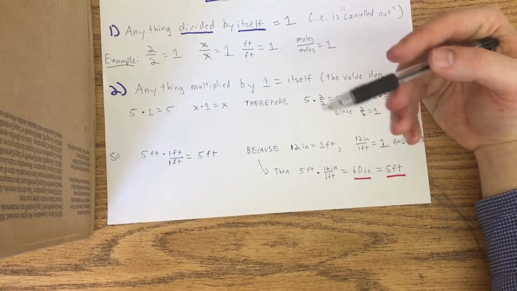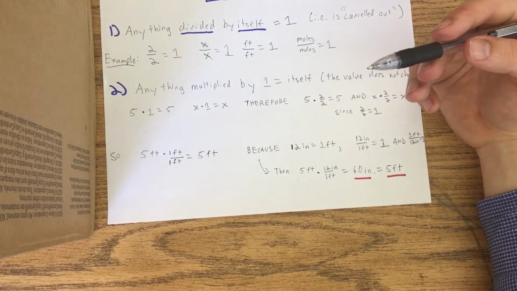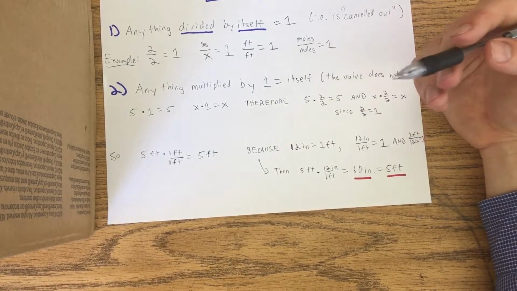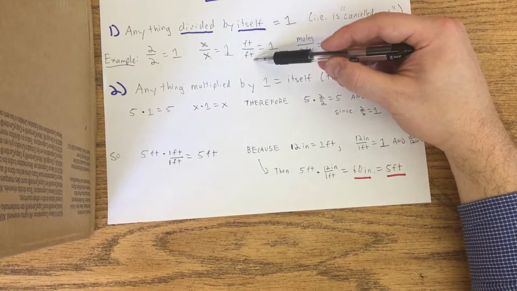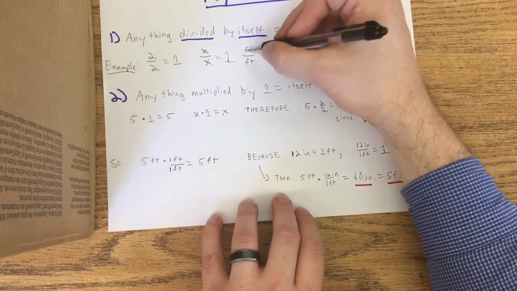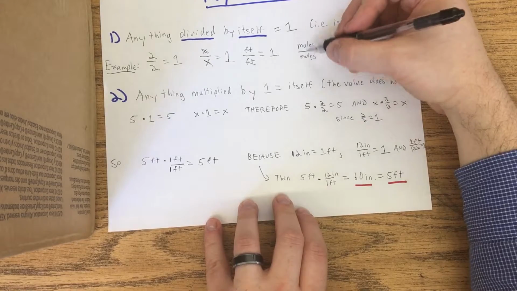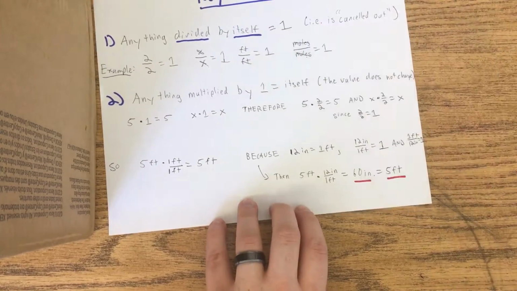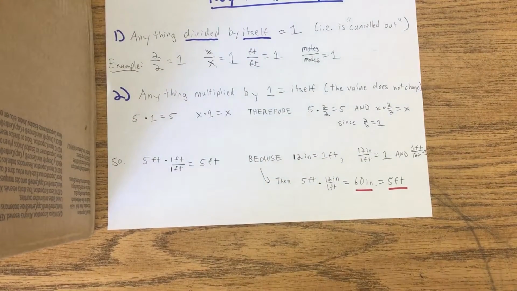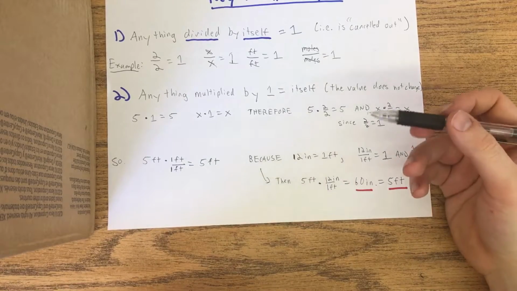What I need you to get to is that if we do that with units of measure, it works the exact same way. If we take feet and we divide by feet, then feet cancels and we get 1. And if we take something more complex like moles divided by moles, moles will cancel and we'll get 1. So that's how we work to cancel out our existing unit.